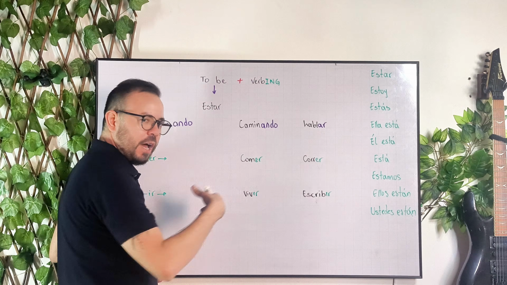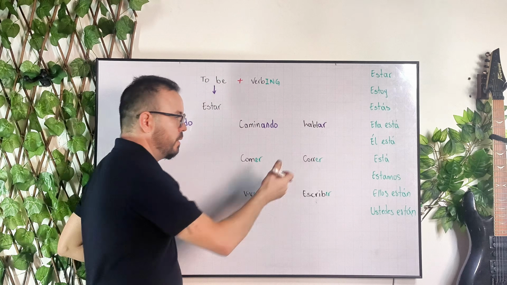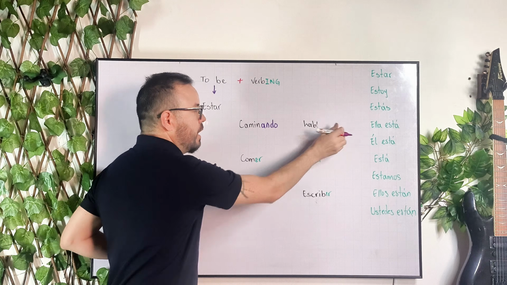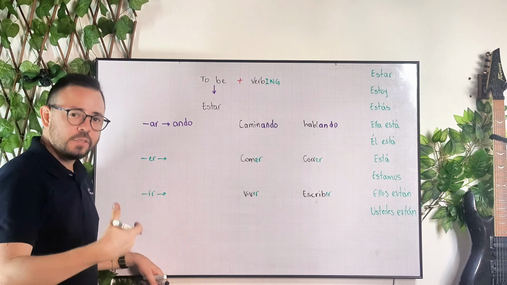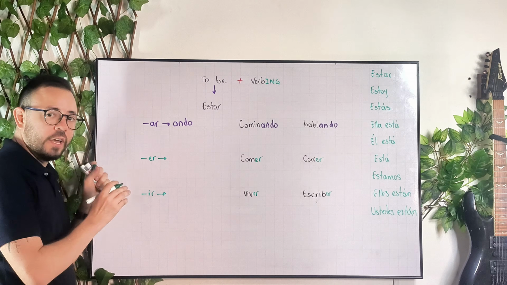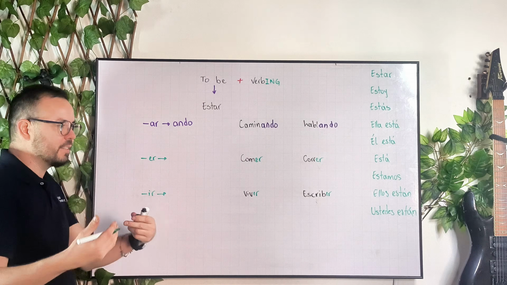Now, in this case, hablar means to talk. If I want to say talking, then I just need to erase the natural ending and change it for ando one more time. So I'm just going to have hablando, that means talking, okay? Now, for ER and IR ending verbs, we're going to have exactly the same logic, right?